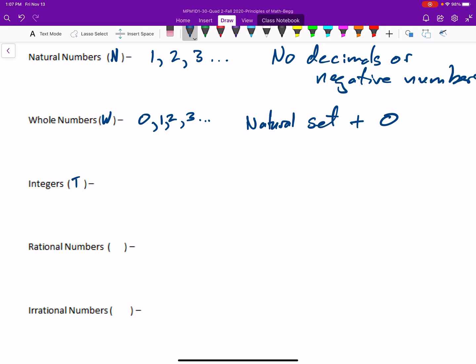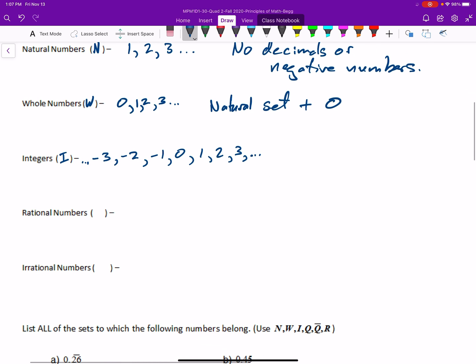Integers, we're going to use big I to represent integers, although I've sometimes seen the letter Z used in other places. But for us, big I will be good. They go into the negative numbers, right? So they could go to negative infinity. I'm just going to stick around 0 here. But they have negative and positive numbers, and they include 0 as well. So the one thing they don't include is decimals. No decimals for integers.